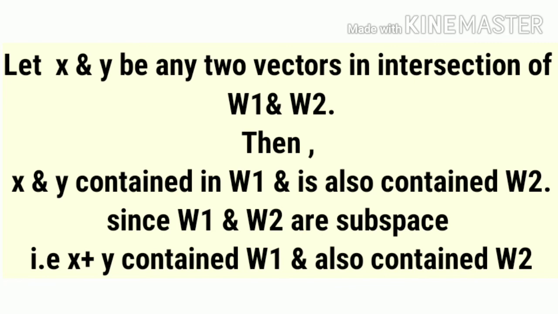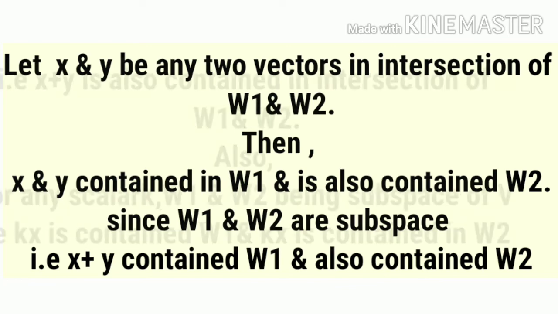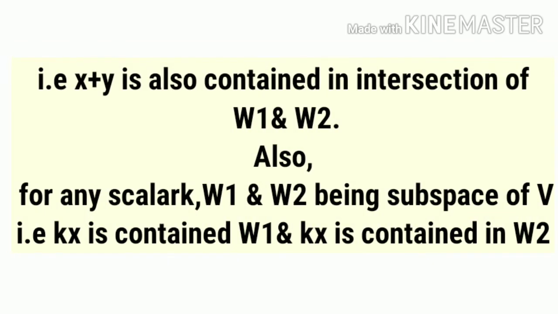Therefore, W1 and W2 are subspaces of vector space V. That is, x plus y is contained in W1 and x plus y is contained in W2. Therefore, x plus y belongs to the intersection of the two subspaces capital W1 and capital W2. Also, for any scalar k, capital W1 and capital W2 being subspaces of V, that is scalar multiplication.